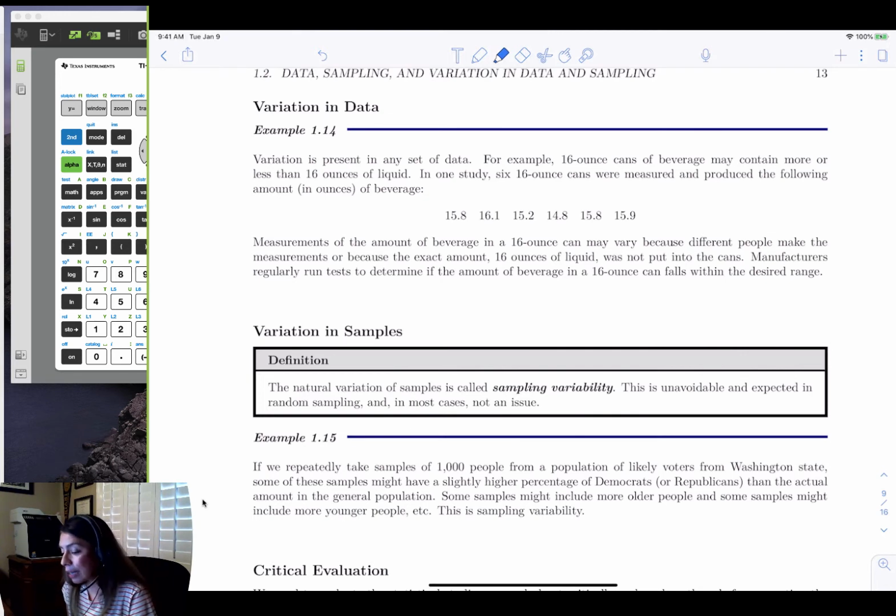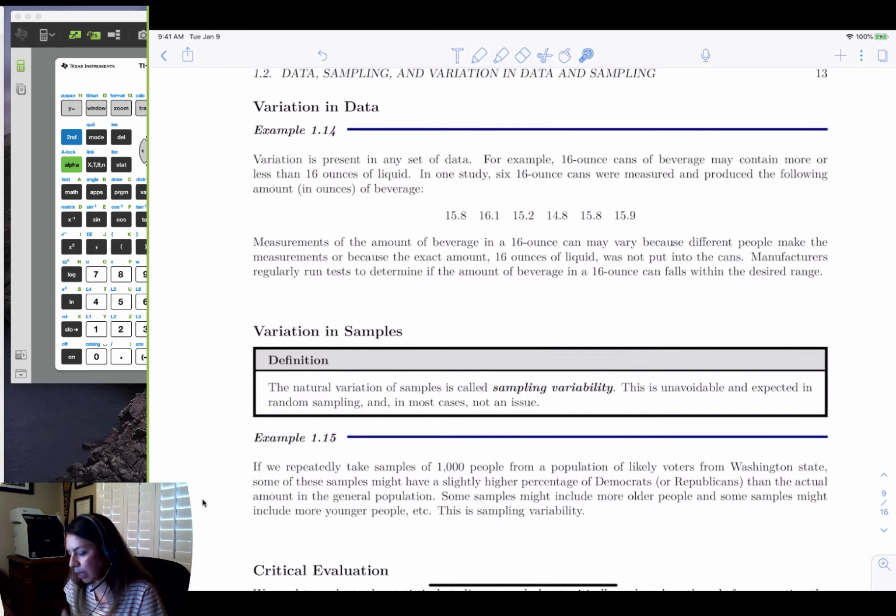So for example, I have one with 16-ounce cans of a beverage. And when I selected 6 16-ounce cans and weighed the liquid in the can, I got these 6 numbers: 15.8, 16.1, 15.2, 14.8, 15.8, 15.9. Why are they not all exactly 16? Well, there's a lot behind this, right?